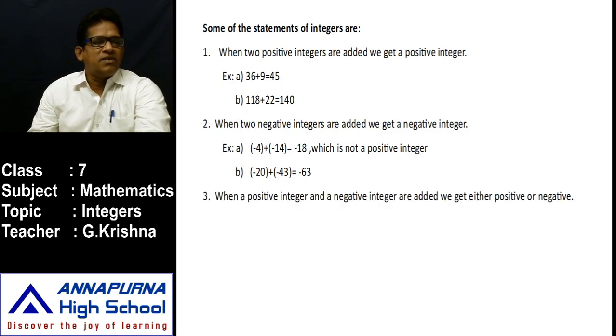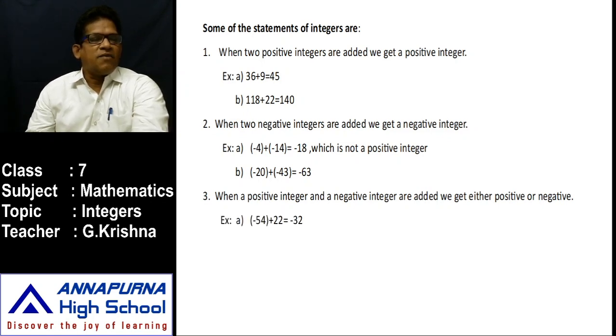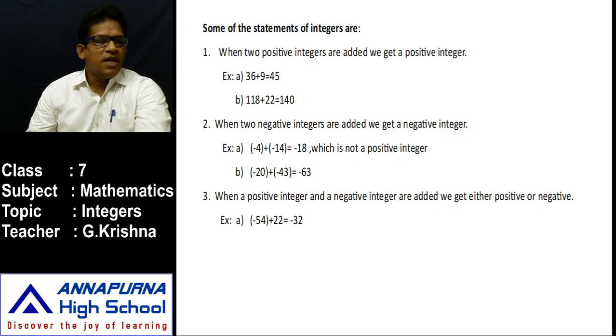The third one is, if two integers are added, of which one is positive and one is negative, the result is either positive or negative. That means when a positive integer and a negative integer are added, we get either positive or negative. How? Take the first example, minus 54 plus 22. Here we are adding integers of different signs. So how to add integers of different signs?